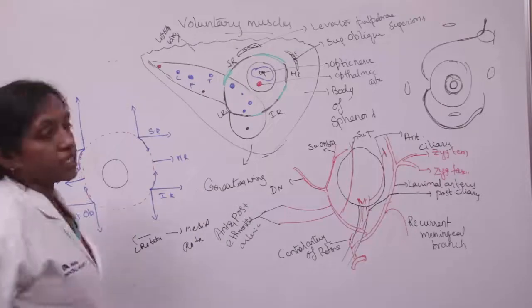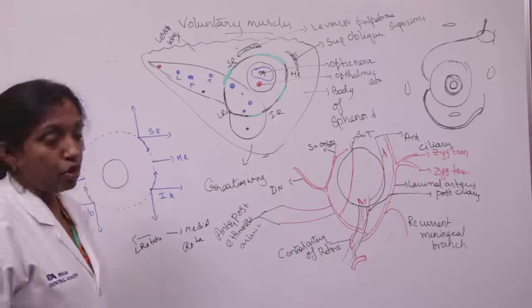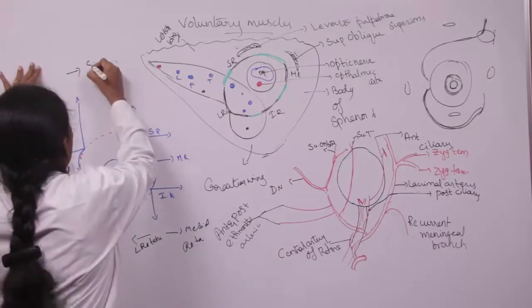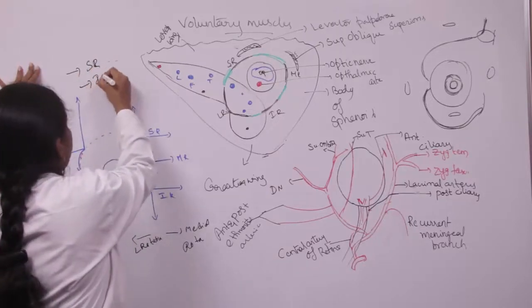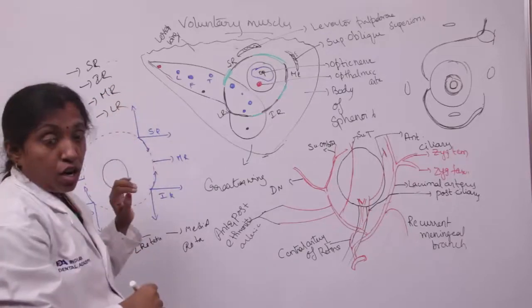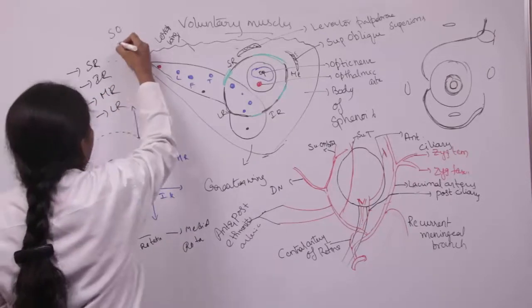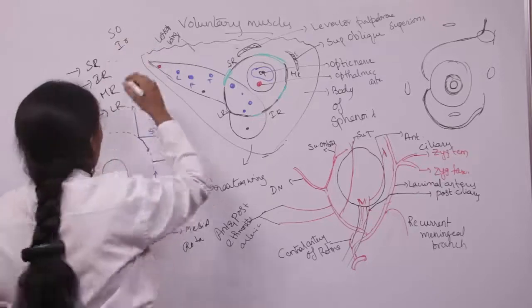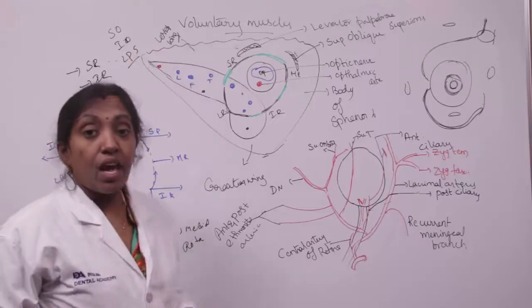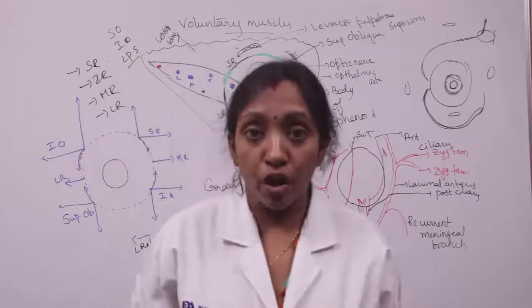So today we will discuss the voluntary muscles of the eyeball. They are the superior rectus, inferior rectus, medial rectus, lateral rectus, and also the superior oblique, inferior oblique, and levator palpebrae superioris. These are the extraocular muscles of the eyeball which are voluntary in action.